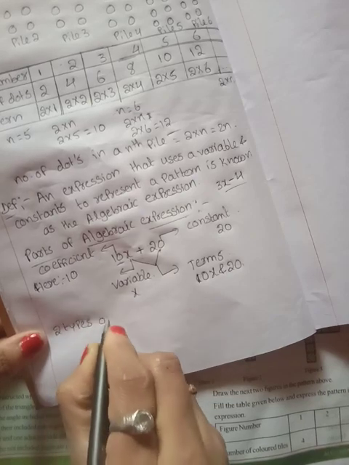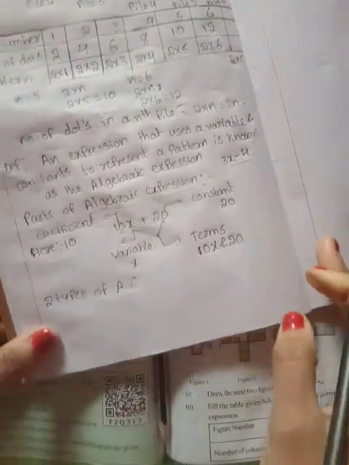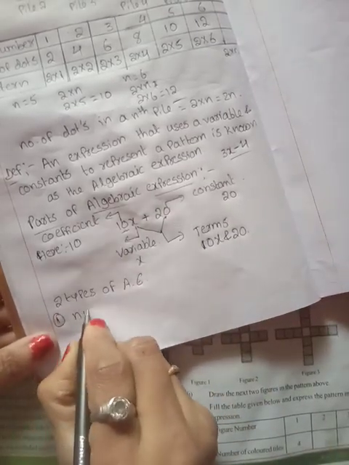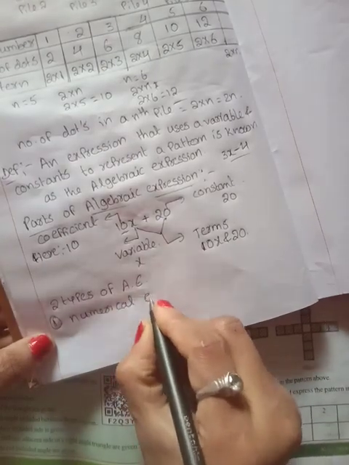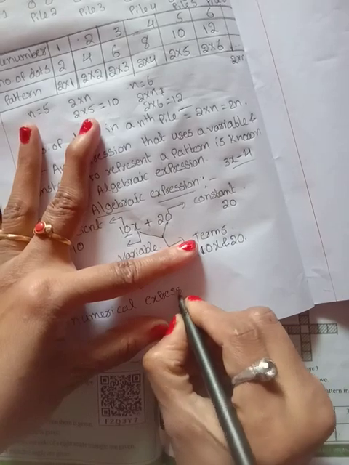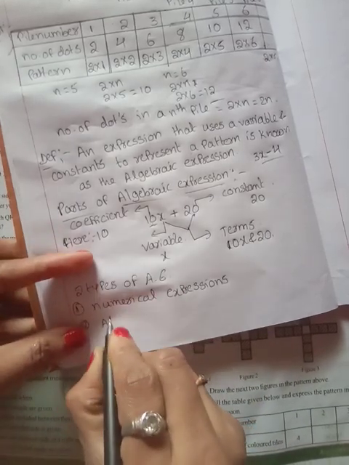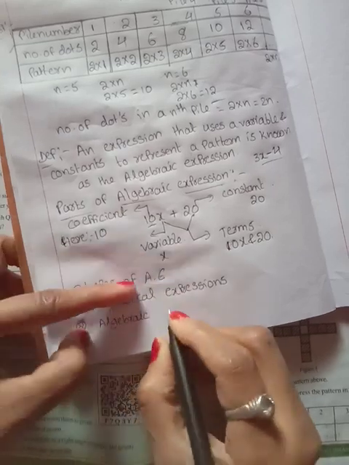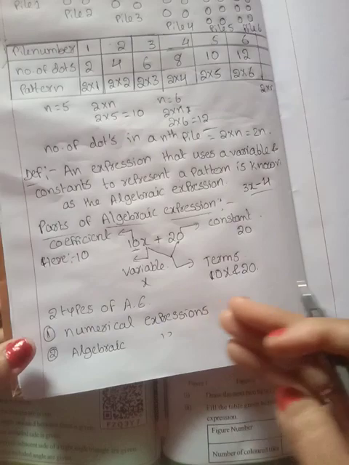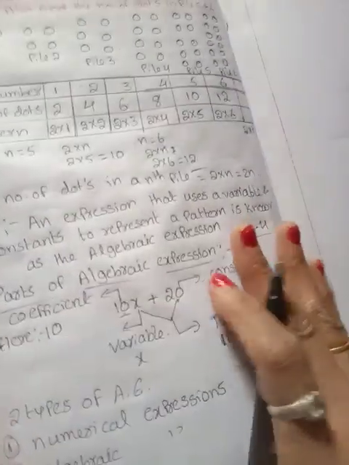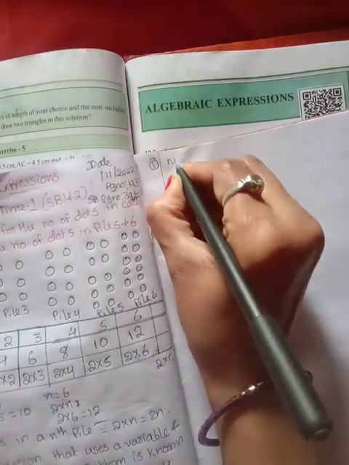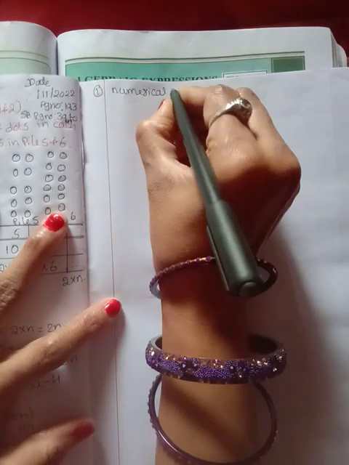Two types of expressions: the first one is numerical expressions, and the second one is algebraic expressions. What is the difference between them? Today we will learn with one example. First one is the numerical expressions.